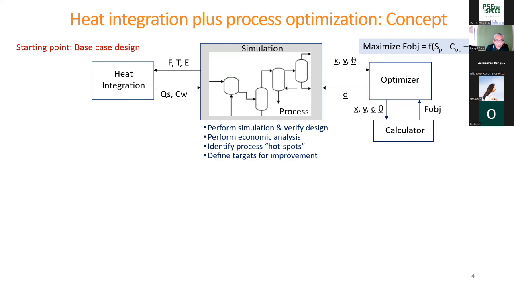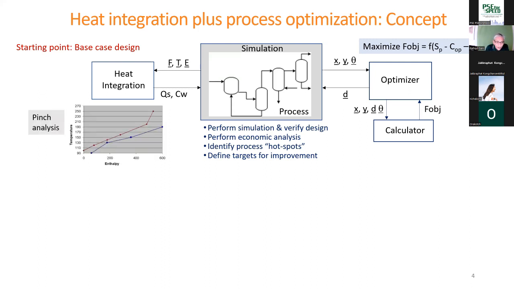Also, we can see, although in the process it's not shown, that there are streams that need to be heated, there are streams that need to be cooled. So that means we need to add more energy for those that need to be heated, and we need to remove energy for those that need to be cooled. That is called heat integration. And there are ways to do the heat integration, for example, the pinch analysis.